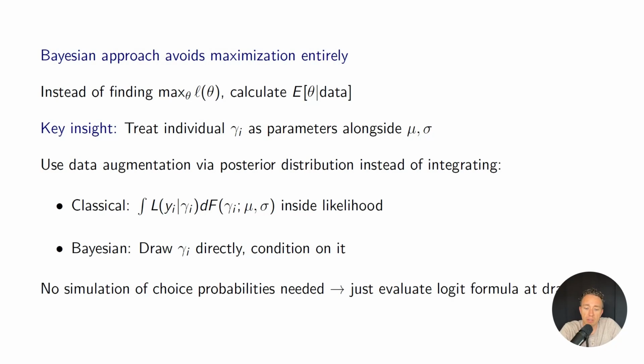We don't have to simulate any choice probabilities. We just evaluate the logit formula at those posterior-drawn gammas, and that will give us the choice probabilities that we need for estimating the parameters and so forth. So effectively, we're directly estimating the gamma i's, recognizing that they're coming from some distribution.